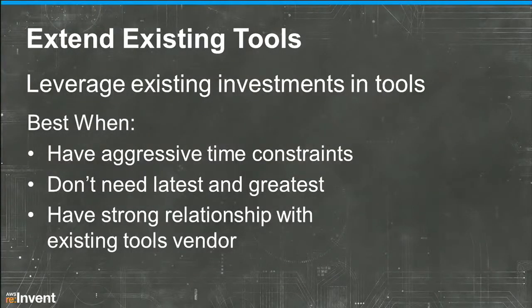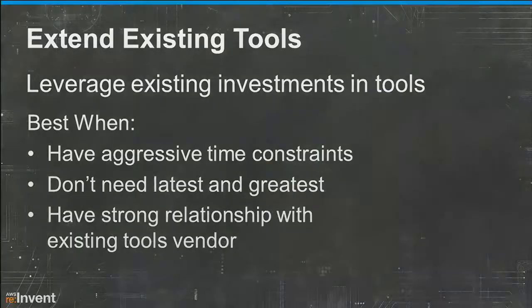And the third strategy we're going to look at today is extending existing tool sets. Let's say you have a partner today that you're using for orchestration and you really enjoy working with them. Maybe they have the capabilities, maybe they have a new feature release or a new product or a new plugin that's going to help you extend your capabilities into the cloud. This approach is probably best when you have fairly aggressive time constraints. It's probably going to be your fastest way to the cloud.